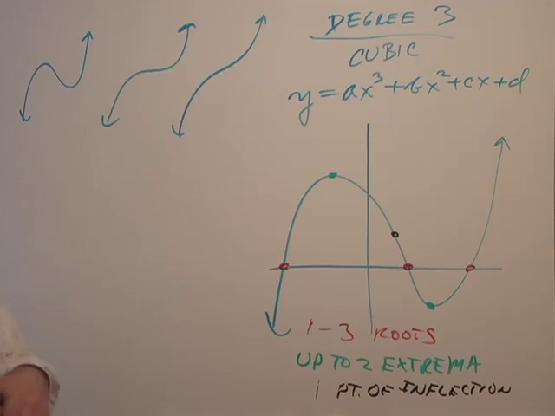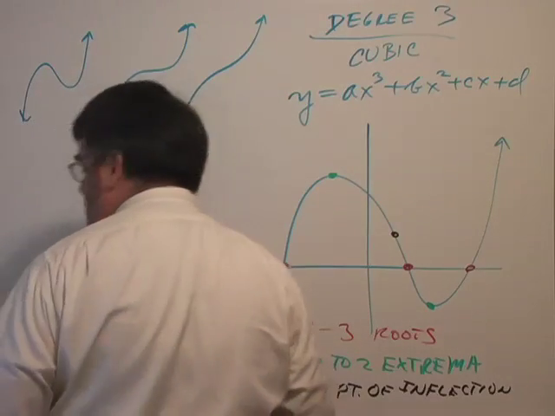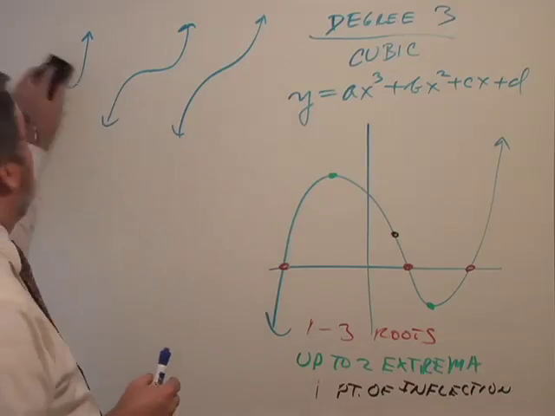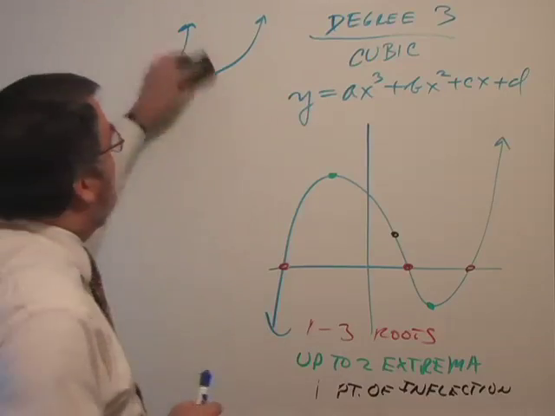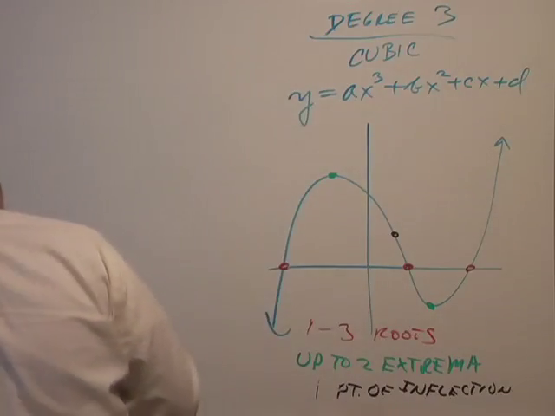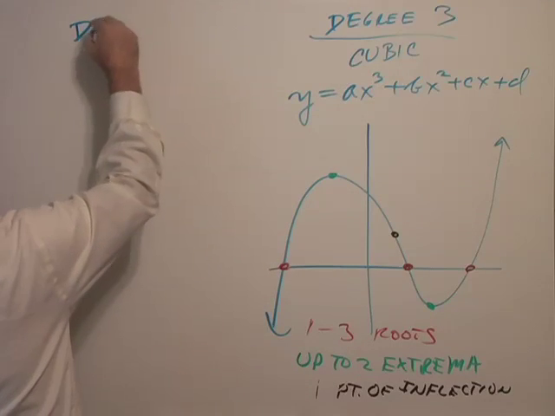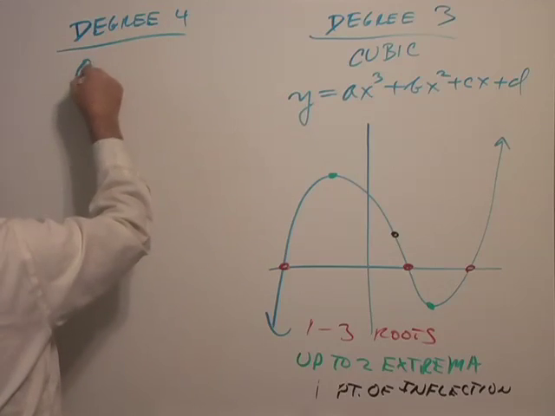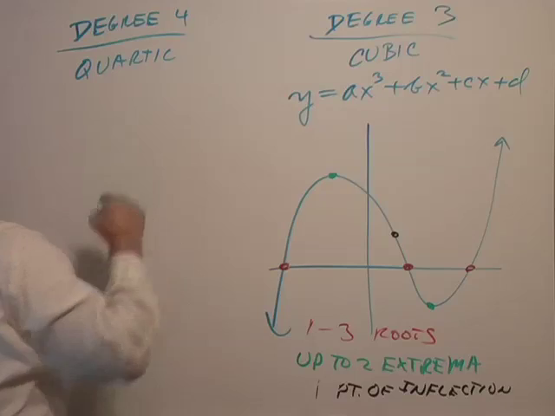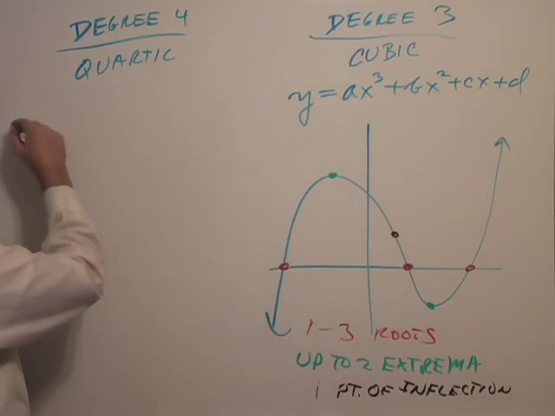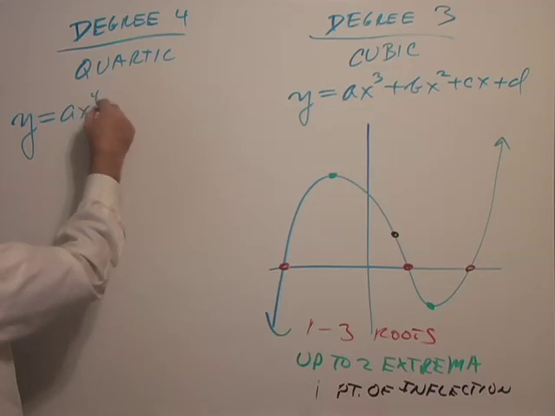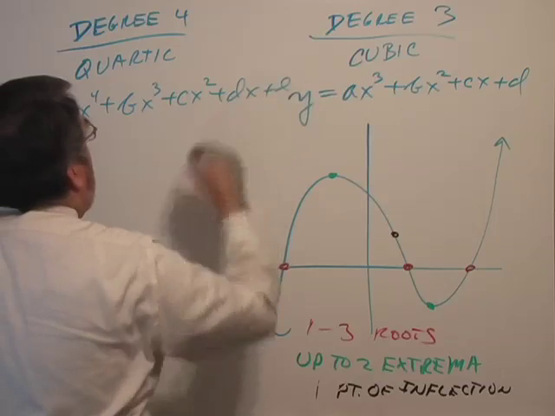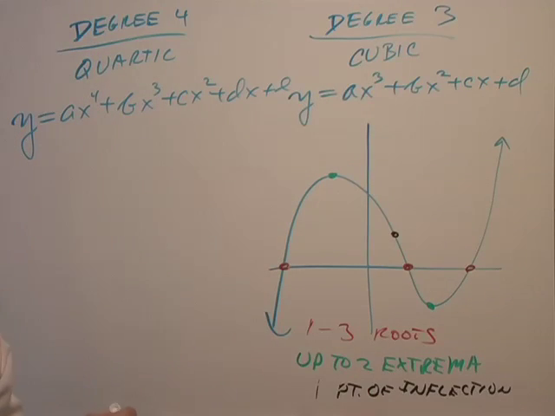All right, well, let's compare that to degree 4. I'm going to go up to degree 5, and then we'll quit at 5. And by then, I think you'll be starting to get numb over all this, and you'll have a pretty good idea what the patterns are. So, a degree 4 equation is called a quartic. It has the form y equals ax to the fourth plus bx cubed plus cx squared plus dx plus e. Fourth degree polynomial.